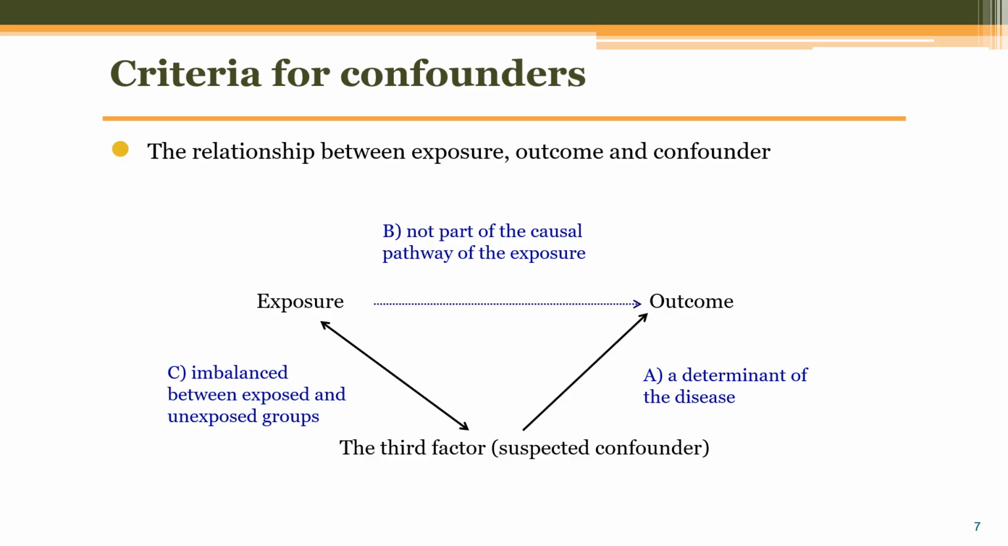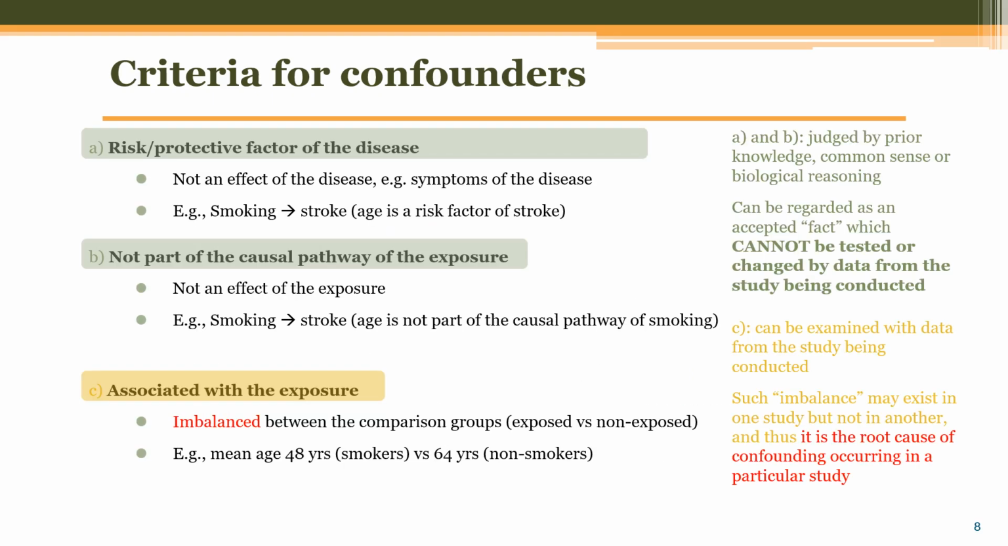Number three is that the third factor should be associated with exposure, or in other words, imbalance between the exposed and non-exposed groups. Whether the suspected factor fulfills criteria A and B is judged based on prior knowledge, common sense, or biological reasoning, rather than based on the data or analysis of our own study, which is being conducted.